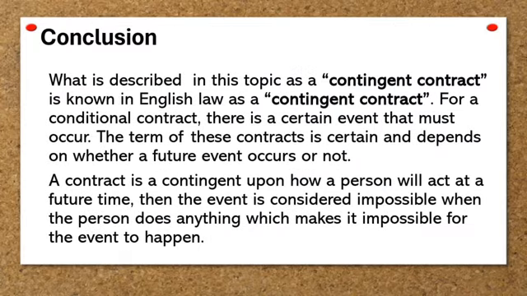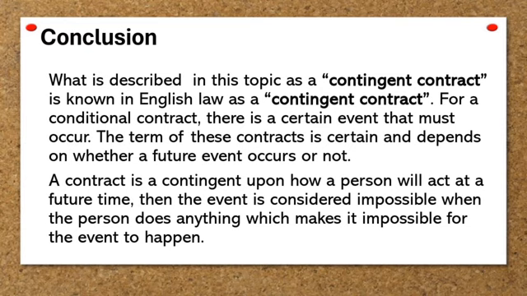I would like to conclude on the contingent contract. What is described as a contingent contract is known in English law as a conditional contract, where a certain event must occur. In terms of these contracts, it is certain and depends on whether a future event occurs or not. A contract is contingent upon how a person will act at a future time. The event is considered impossible when the person does anything which makes it impossible for the event to happen.